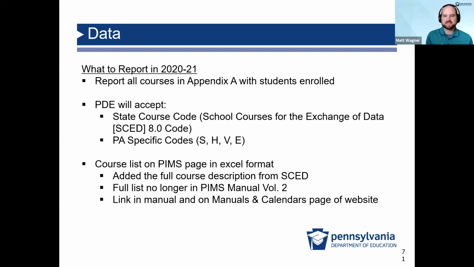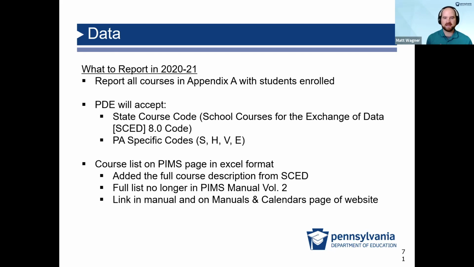Last year there was a transition, so you could use both, which map to SCED courses, and now it's only SCED. We still have the PA specific codes for special ed, hearing, visually impaired, and the ESL courses, but everything else follows the SCED code. And this year, the Appendix A also has the definitions with it, so you don't have to search for what the SCED defines each course as.